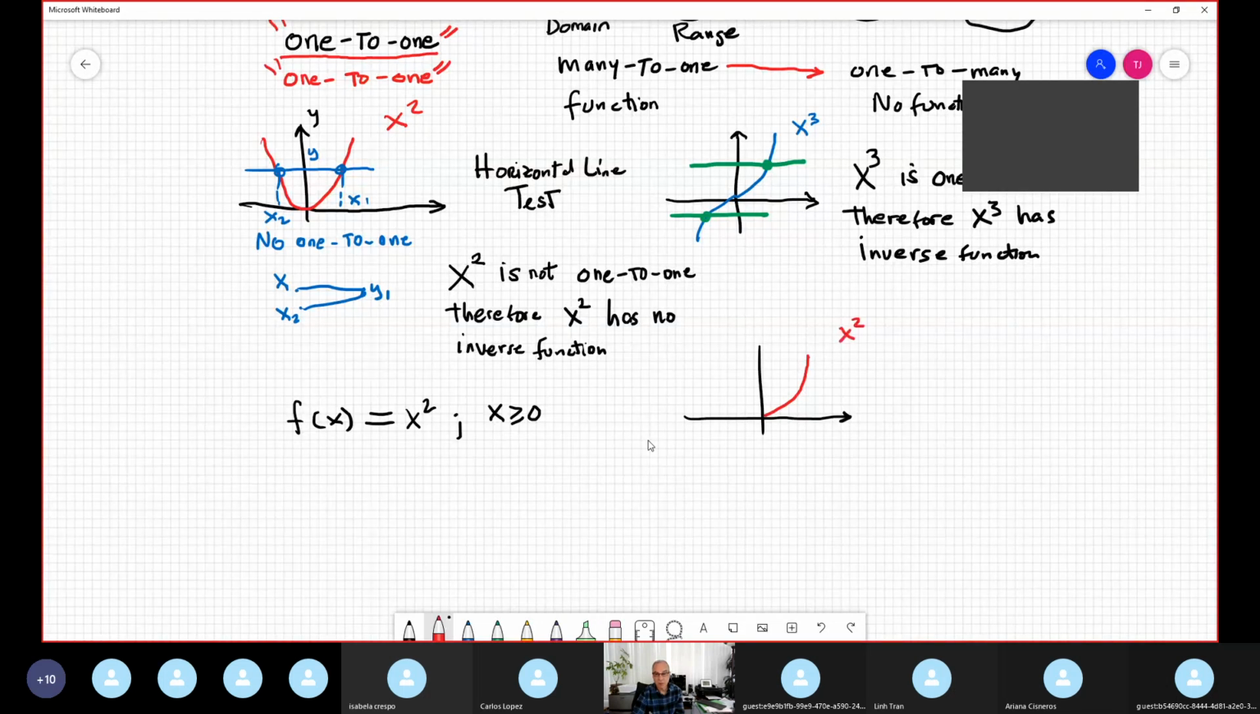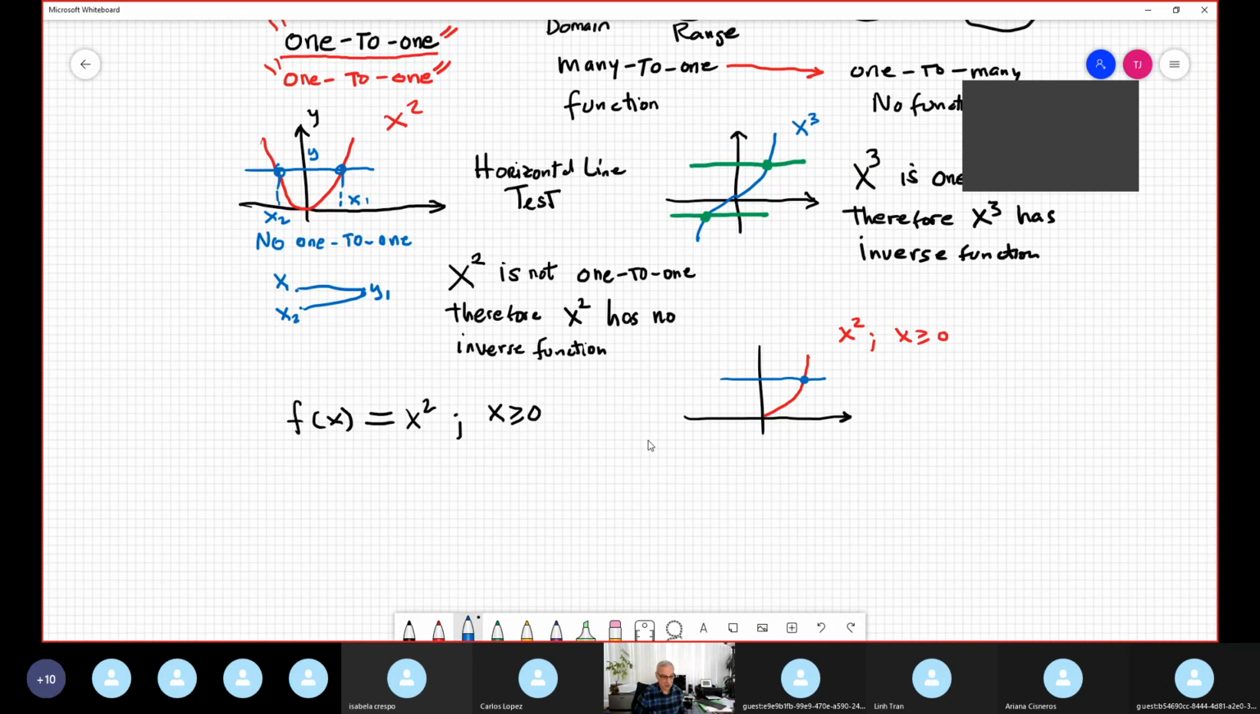So this is x squared again, the same formula, but I introduce a restriction in the domain. Therefore, it's a different function. It's the same formula, but a different function, because to define the function we need the formula, but we also need to define the domain and range. So I make a restriction. This happens frequently. And now my new function is one-to-one. Therefore, it's invertible. Do you understand this?